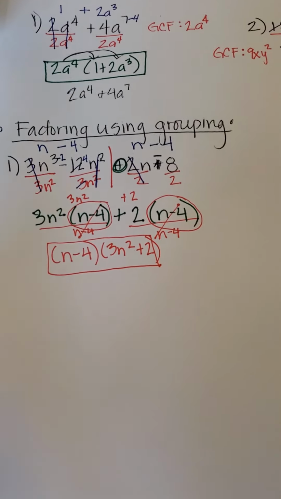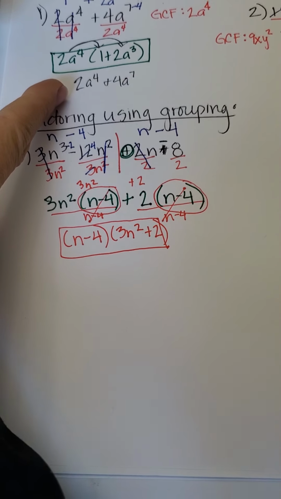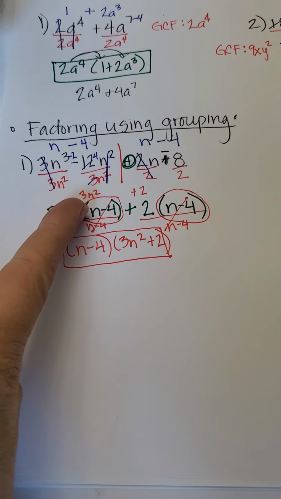So factoring by grouping is just like factoring using the GCF, except we're using that GCF 3 different times.